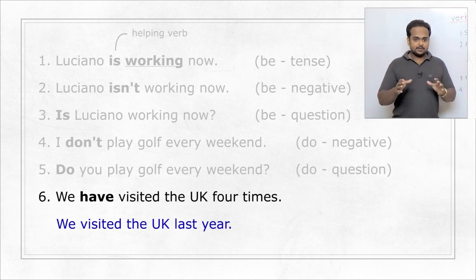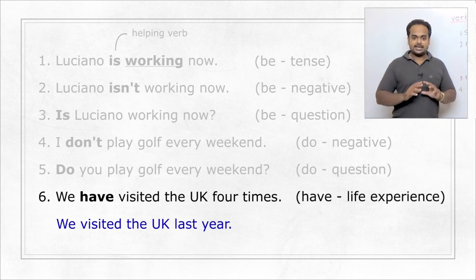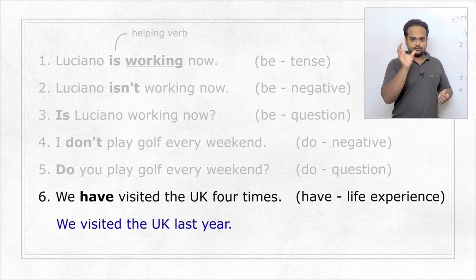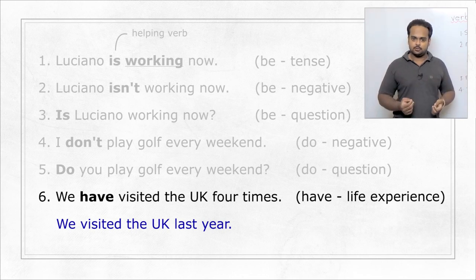But when I say, we have visited the UK 4 times, then I'm not talking about any single experience, but I'm talking about life experience. That is, in our lives, we have visited the UK 4 times. That's what the verb have helps us to do in this sentence. Okay, so that's how be, do, and have are used as helping verbs.